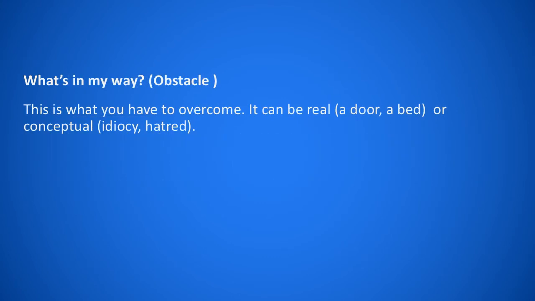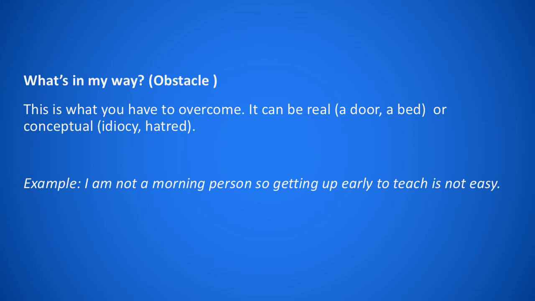The next question is, what's in my way? The obstacle. This is what you have to overcome to achieve your objective. This can be real, a door, a bed, or conceptual, idiocy or hatred. An example of this is, I'm not a morning person, so getting up early to teach is not easy.